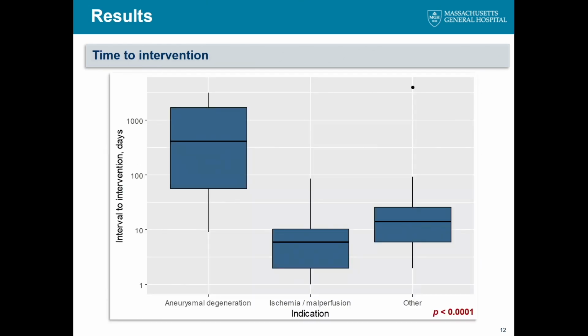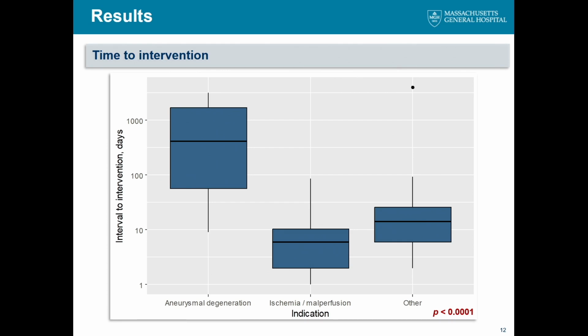Now looking at the time till intervention. This box plot depicts that time to intervention varies widely, with malperfusion driving quicker intervention, typically within 2 weeks, which is not surprising, and aneurysmal degeneration driving intervention at approximately 2.2 years.